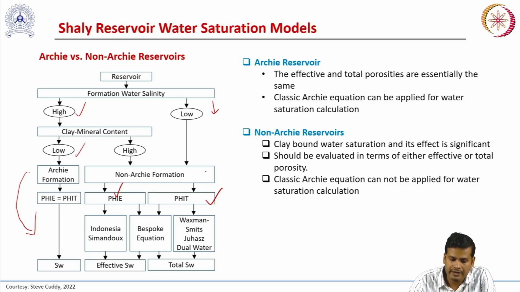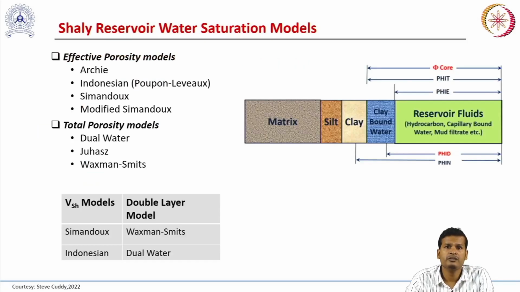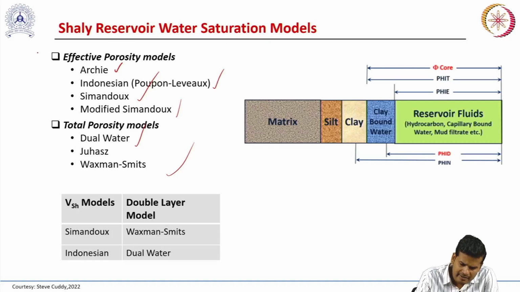Then I should use a non-Archie's equation or saline sand water saturation model to calculate the effective water saturation. So these are different types of models that could be used. For example, effective porosity models could be Archie's equation for clean reservoir, then the Indonesian equation, Simandoux equation. Total porosity models such as the dual water model and Waxman-Smits model can be used to calculate the formation water saturation. These two kinds of models can be divided in terms of a VSH based model and double layer model.